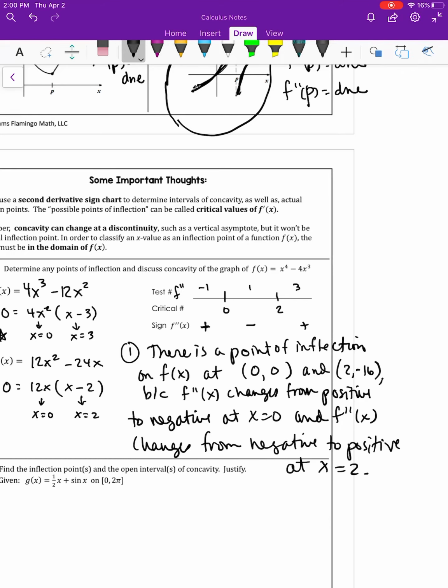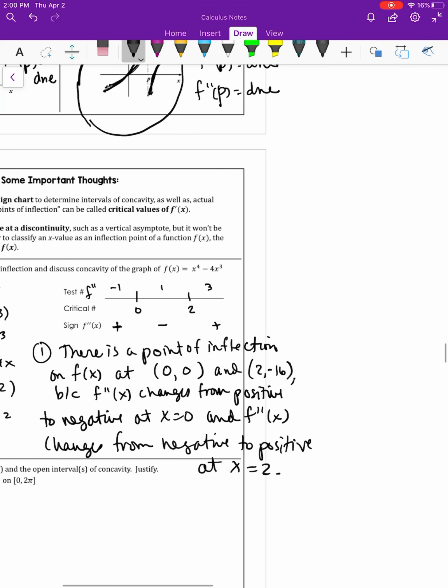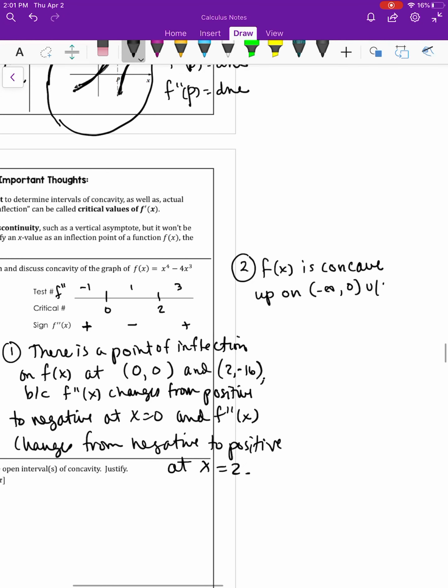Okay, so that takes care of your points of inflection. Now we have to take care of our concavity intervals. So let's say f of x is concave up on negative infinity to 0, union 2 to infinity, because f double prime of x is greater than 0.